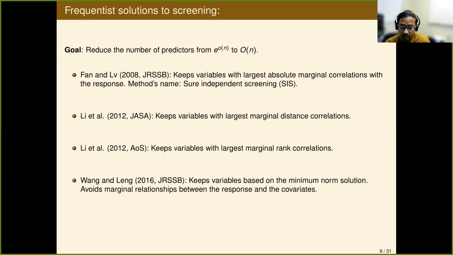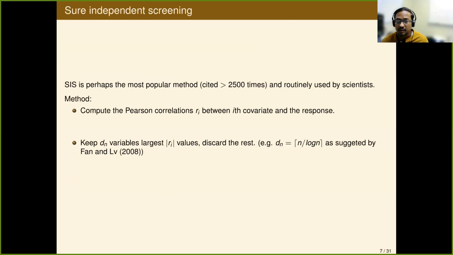And this solution avoids looking only at marginal relationships between the response and the covariates. All right, so let's look at SIS, the sure independence screening, that screens using the largest absolute marginal correlations. It's been cited more than, I think, 2,800 times now, and it's routinely used by scientists.